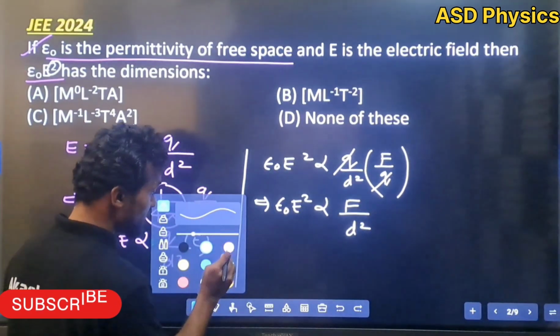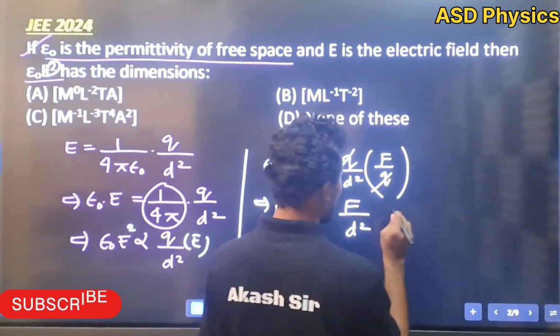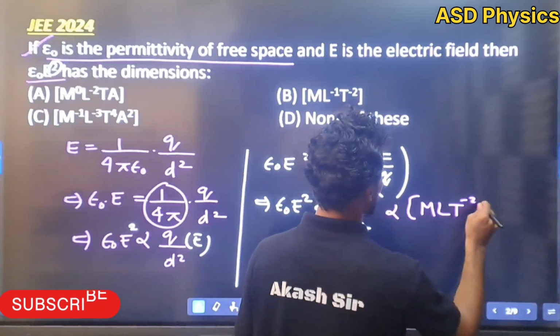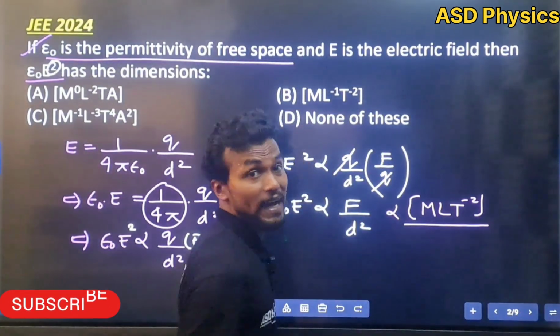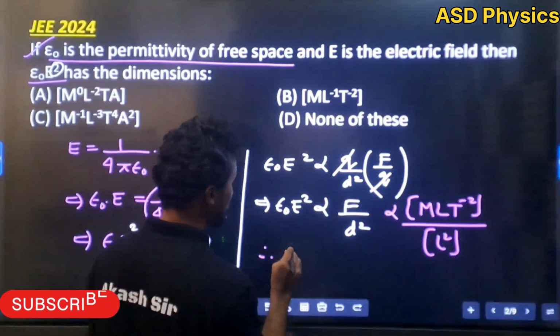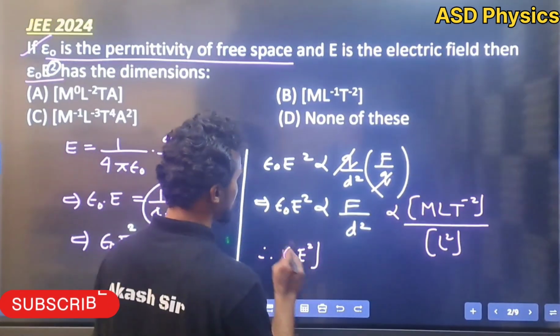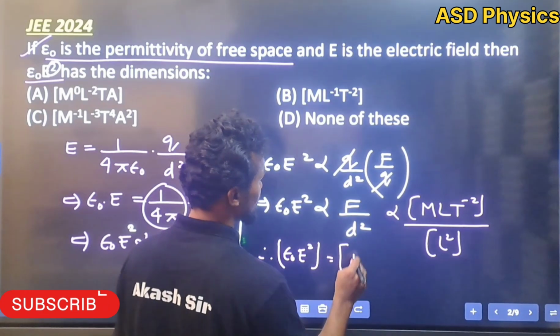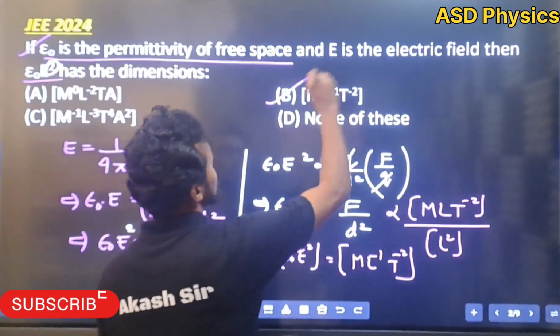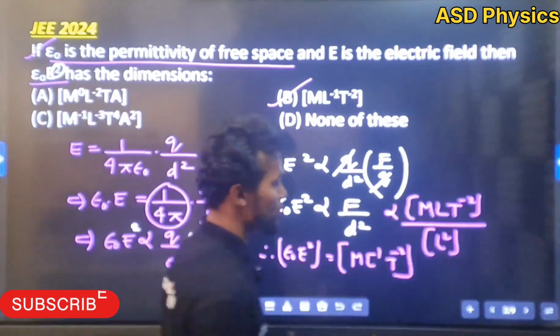Now students, we have to write the dimensional formula. For the force, what is the dimensional formula? The dimensional formula is M L T power minus 2, and d is the distance, so its dimensional formula is L square. That means the dimensional formula of epsilon naught E square comes to M L power minus 1 T power minus 2. Which option is correct? The correct answer is option B.